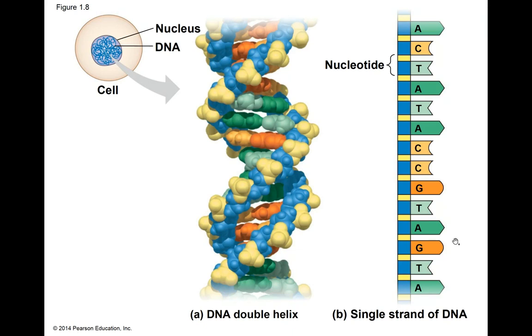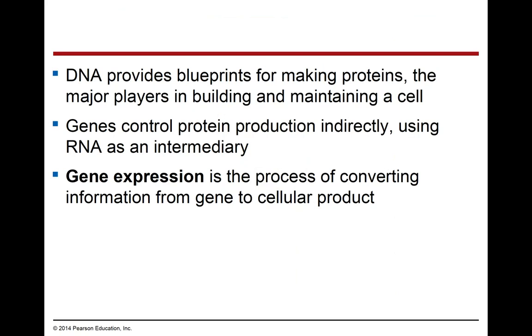So you can tell from one side what the other side is actually going to look like. This is the whole structure dictates function. If you only know half the structure, you can figure out the other half because the function is to zip up and create this double-stranded helix. That's pretty cool. Okay, so DNA provides the blueprints for making proteins, the major players in building and maintaining a cell.